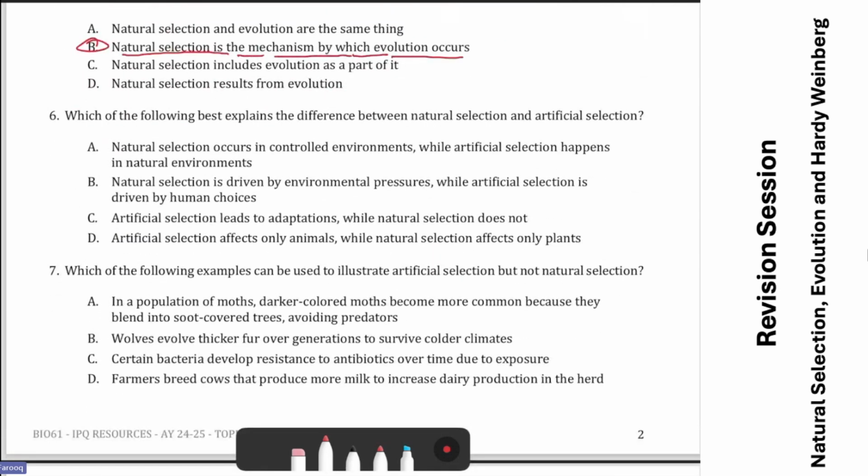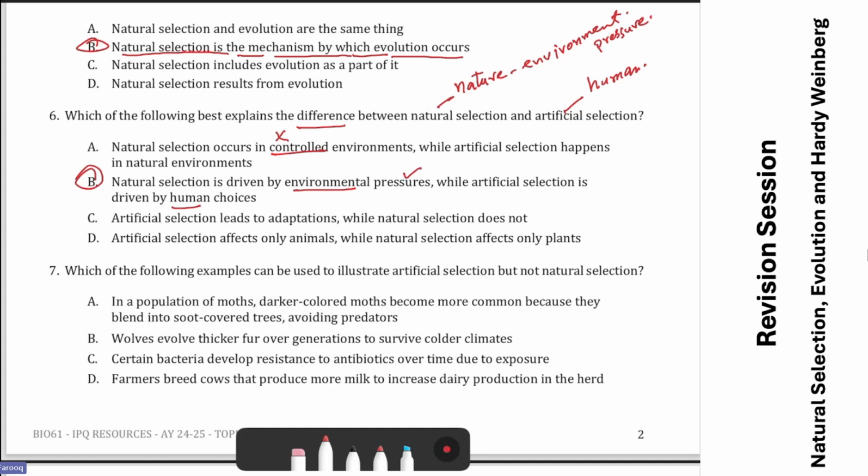Which of the following best explains the difference between natural selection and artificial selection? Of course, natural selection is by nature, and here the nature is considered as an environment, okay? While artificial selection is by human, okay? So this is what we have to understand. Natural selection occurs in controlled environments, of course, not controlled environments. This is opposite. Natural selection is driven by environmental pressure, yes. And artificial selection is driven by human. So nature, environment, and environment we always consider as pressure. Okay, I'm writing notes on the top. So B is the correct answer.